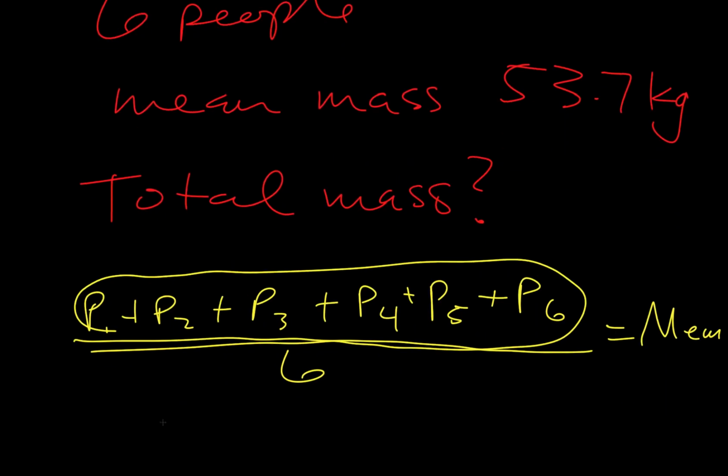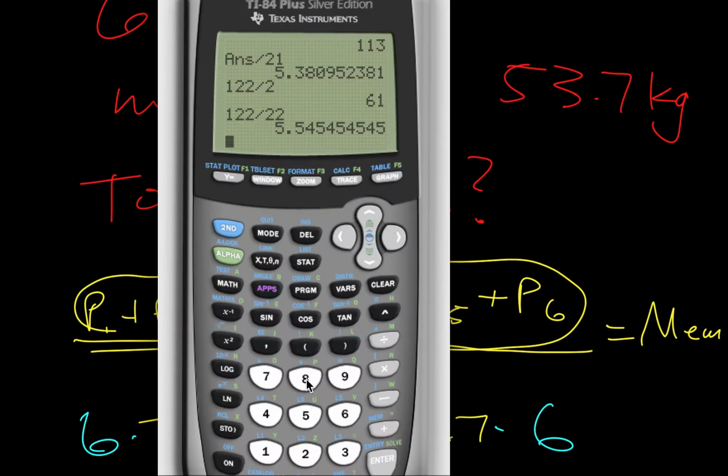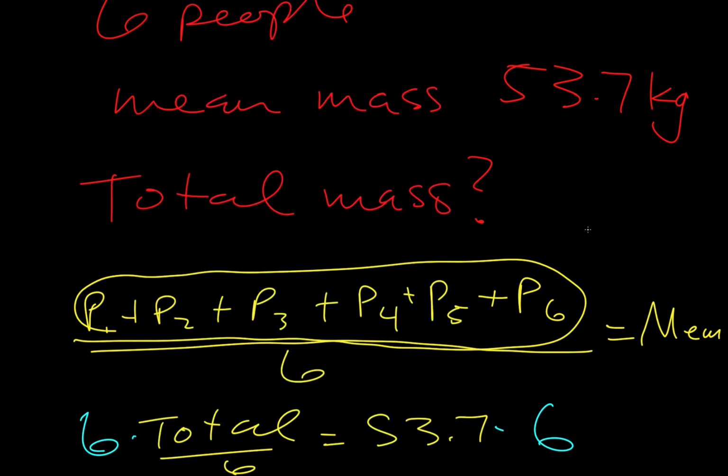So if we move it down here, we're just saying total over 6 equals 53.7. So just some simple algebra, multiply both sides by 6, go to our calculator, 53.7 times 6, you get 322.2 would be the total in kilograms.